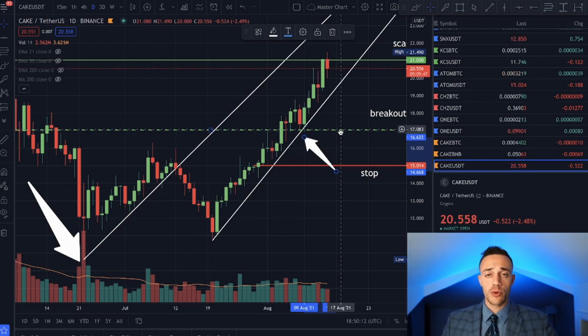So with that being said, if you want to take on more risk and just guarantee that you're going to be in the trade, well then go long on the initial breakout. If you want to be more conservative, go long on the retest. But sometimes you're just going to miss the trade because it won't retest, it will just take off.